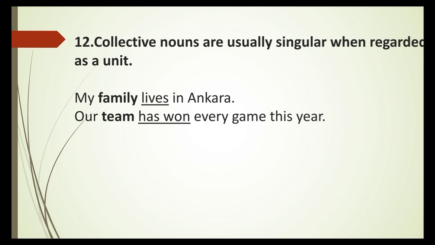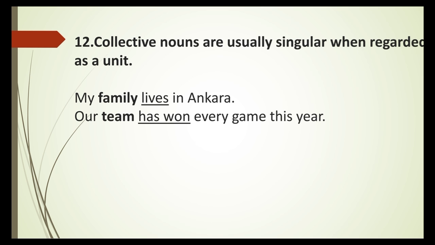Next rule tayo, rule number 12. Collective nouns are usually singular when regarded as one unit. Okay, so ano ba yung collective nouns? So, dapat aware tayo kung ano ba yung collective nouns. Yung kasing collective nouns, ito ay grupo. Okay, so, it is usually singular when regarded as one unit. So, yung grupo na yon, of course, it is composed of several members, pero considered singular. So, depende. Depende if they are working as one unit.